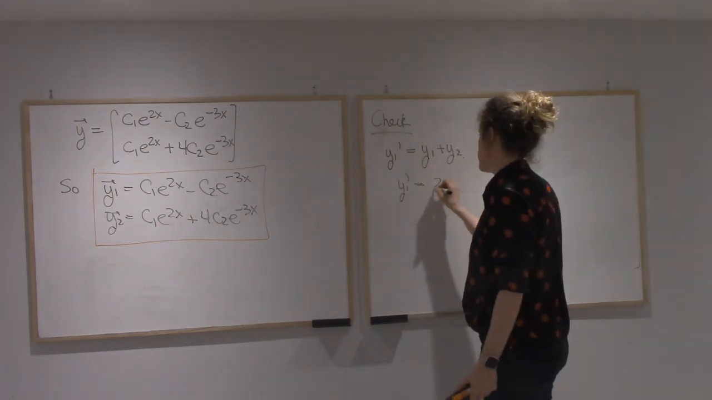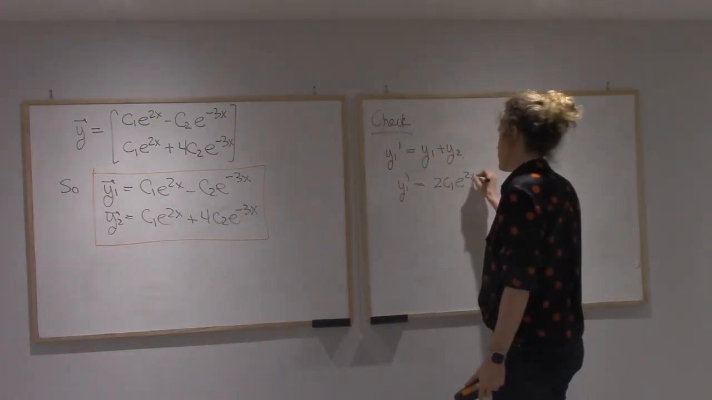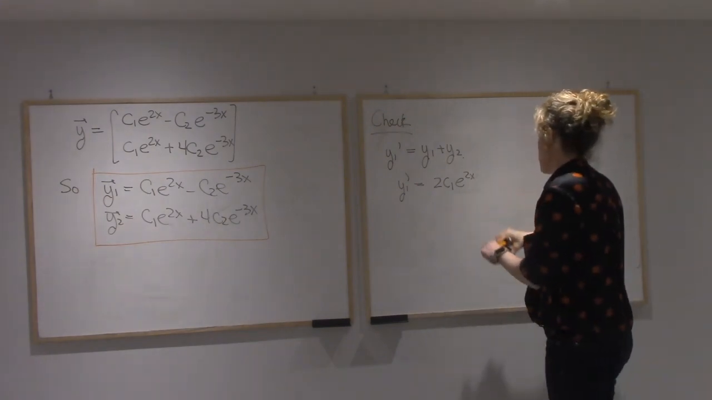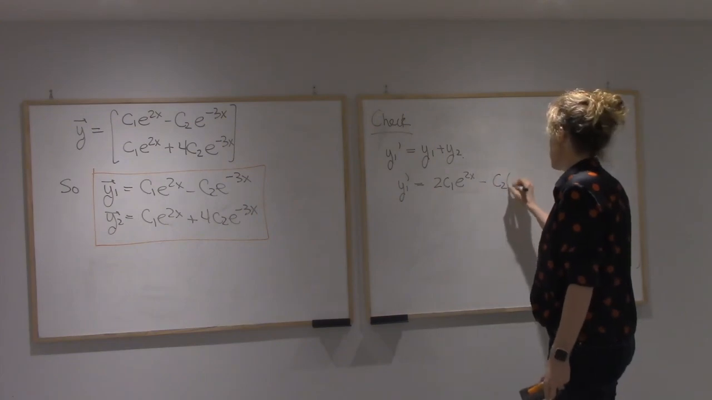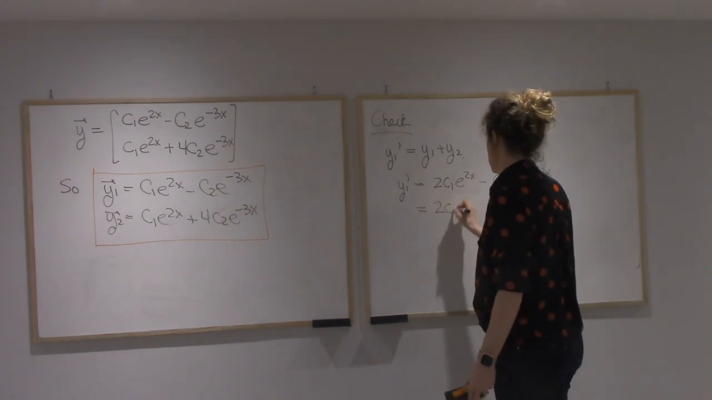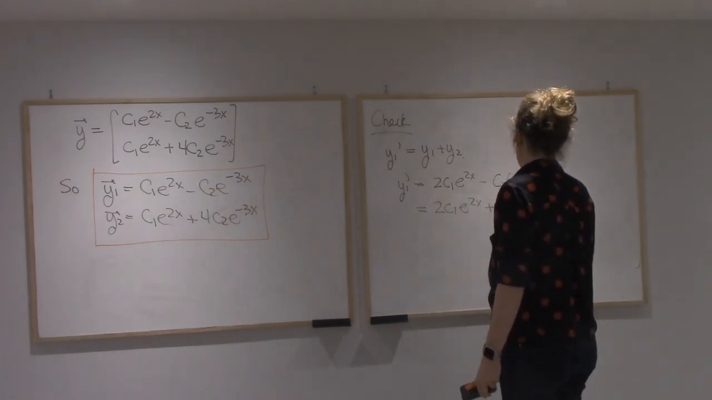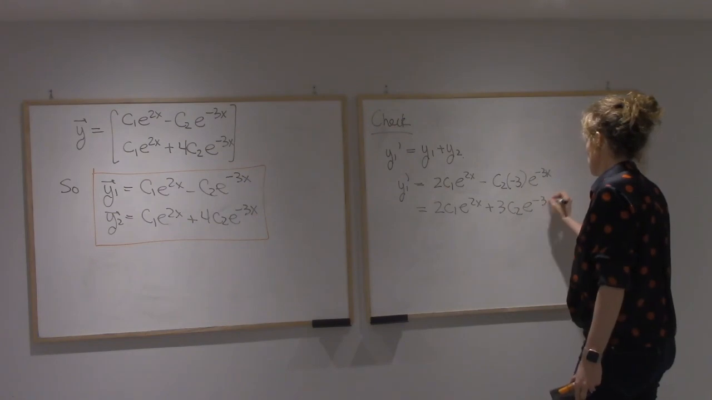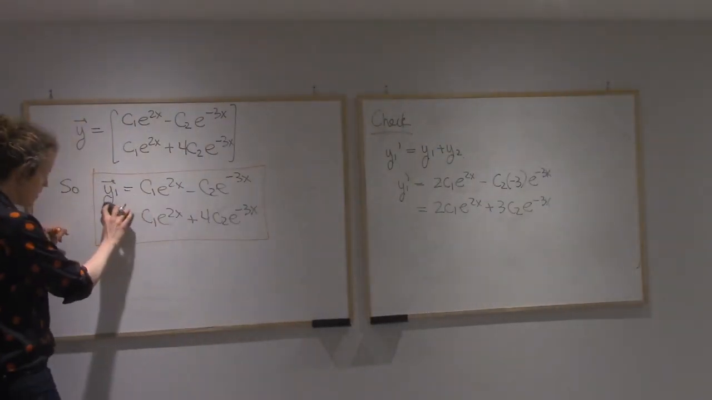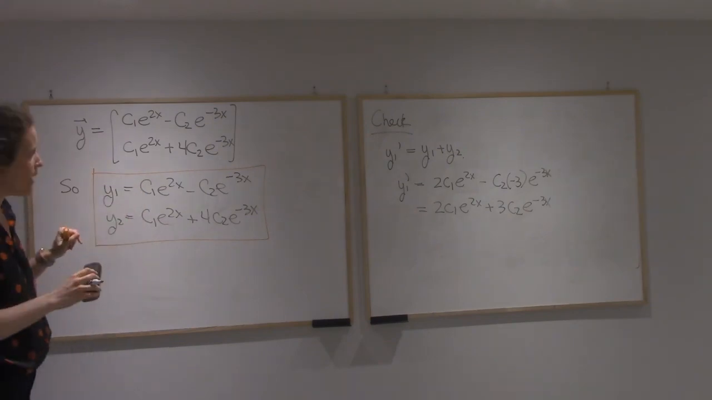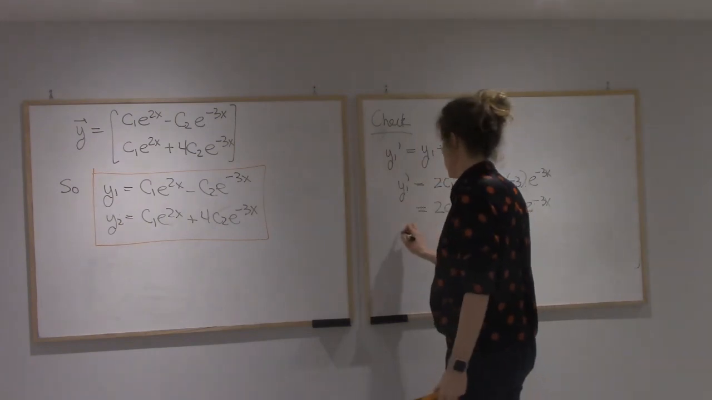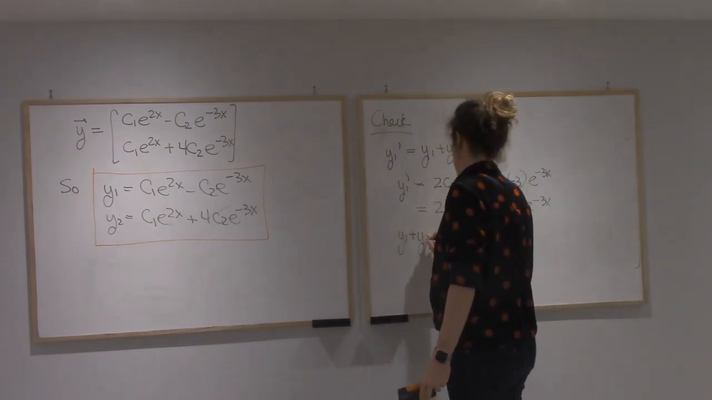y1 prime is 2c1 e to the 2x plus minus c2 times minus 3 e to the minus 3x. So I get 2c1 plus 3c2. And now I want to check that it's equal to y1 plus y2. Again, sorry, I have a tendency to put vectors on top of these. No vectors here. So I want to check that this is y1 plus y2.